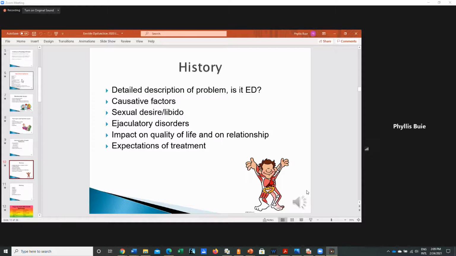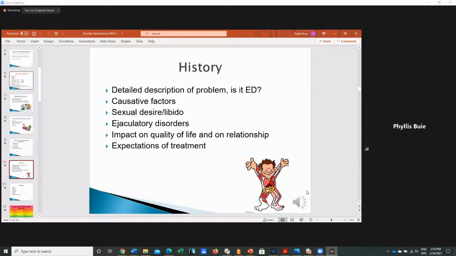You want to find out what type of medical history they have. What kind of medicines are they on? Because that can make a big difference. If they're on certain types of blood pressure medicines, maybe they're on some chemotherapy drugs, that might make a big difference. We want to also check any psychosocial disorders or conditions that might be causing a problem.